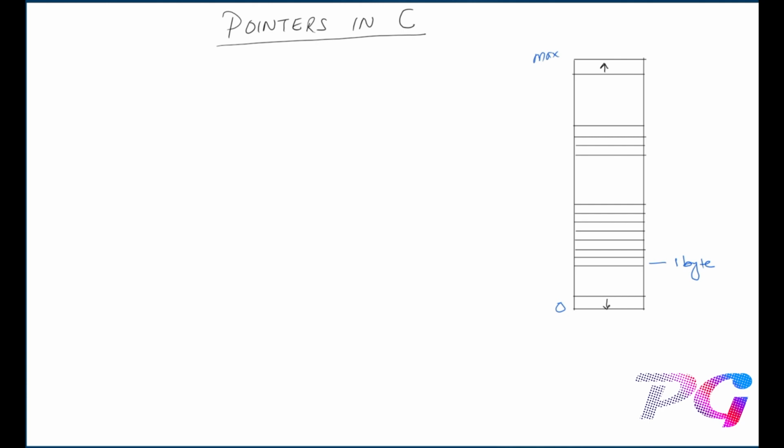Say for example, the address of this block is 100, the next block will be 101, the next will be 102, 103, 104, 105 and so on. In a similar fashion, say this is 200, 201, 202. So now when we declare a variable in our program, it occupies some space in this memory, or we can say that the compiler allocates some blocks to this variable.